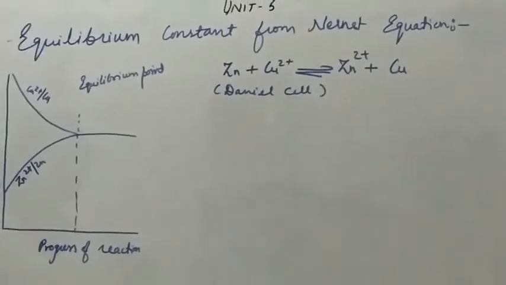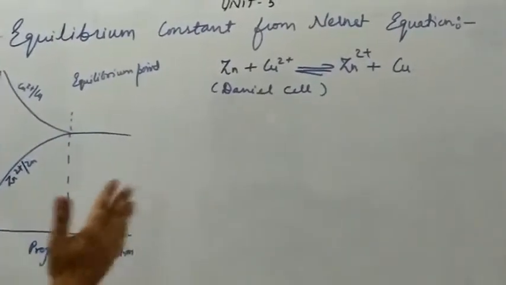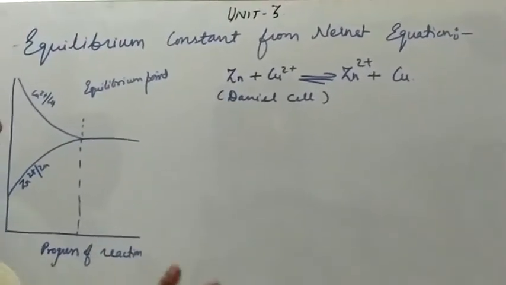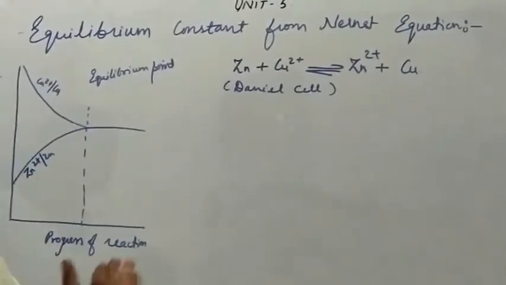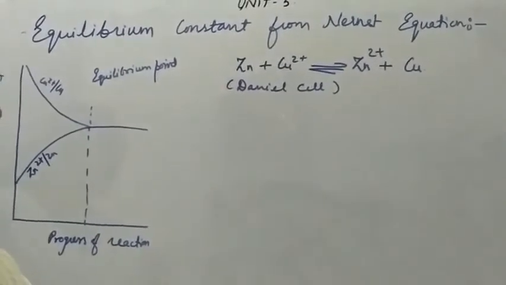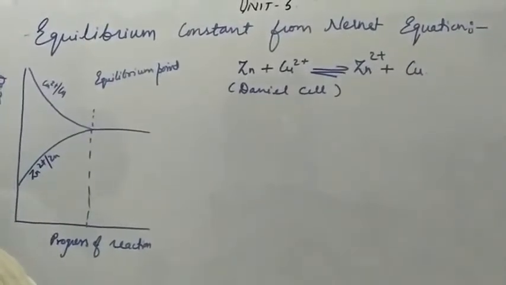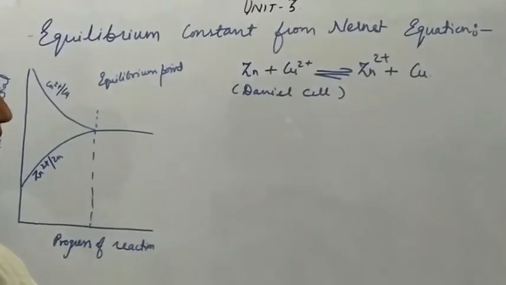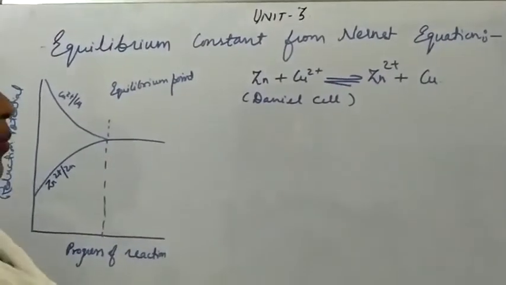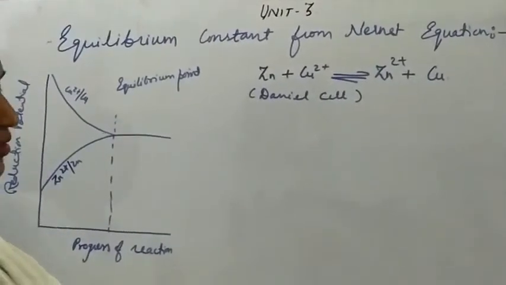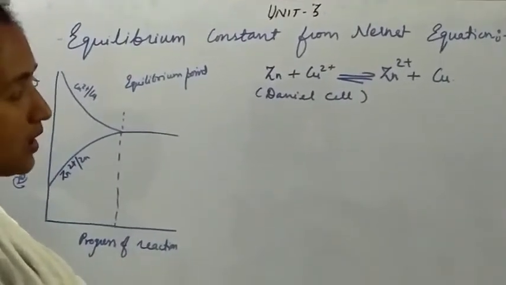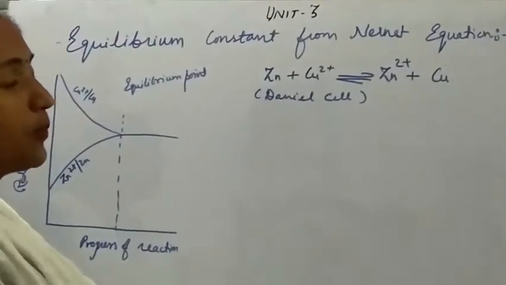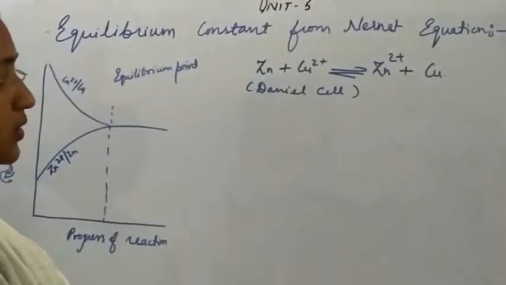Now it has been found that as the reaction proceeds, the electrode potential of the oxidation half cell goes on increasing, and that of the cathode, in terms of reduction potential, goes on falling down. At equilibrium, a point is reached when both become equal. So what will happen at that time? The EMF of the cell will come to be 0. And at that time, we are going to determine the equilibrium constant through the Nernst equation or through the EMF of the cell.